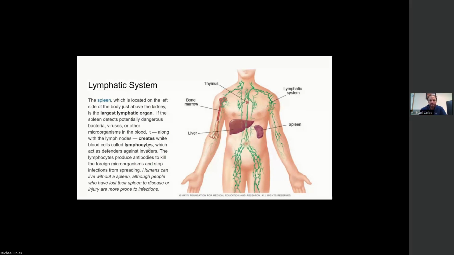This, along with the lymph nodes, creates white blood cells, lymphocytes, Luke Skywalkers. Okay, they're the body's defenders to invaders. So humans can live without a spleen, although people who have lost their spleen to disease or injury are more prone to infections because there's less security to overwatch the city.